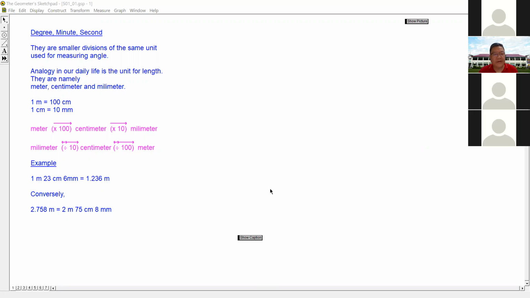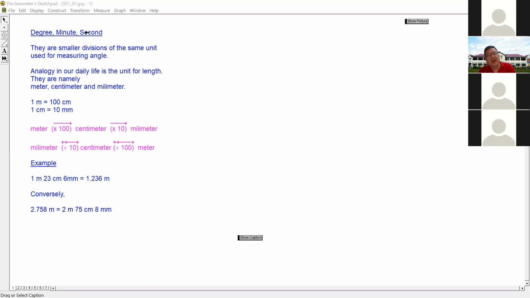Okay, 2 o'clock already. We start, huh? Okay, right. Now, this chapter is about circular measure. Circular measure means we are going to measure the angle. So the units that we are going to use for measuring the angle found in your calculator, they are degree, minute, and second. So this is the unit found in your calculator.